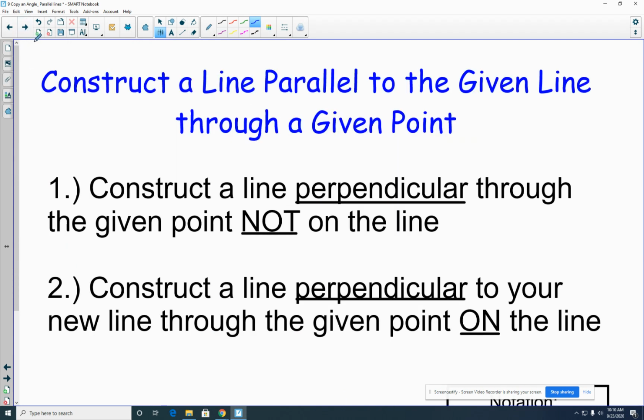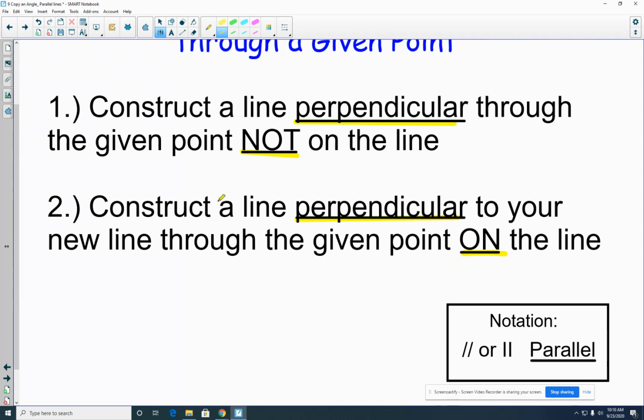Let's take a look at our steps. So first thing that we did is we constructed a line perpendicular through the given point, not on the line. That was the first one. So we used point A and we did our smiley face in the perpendicular bisector. Then we did the line perpendicular again, except we changed it. The point was on the line. So the same construction, first the point was not on the line, then the point was on the line.